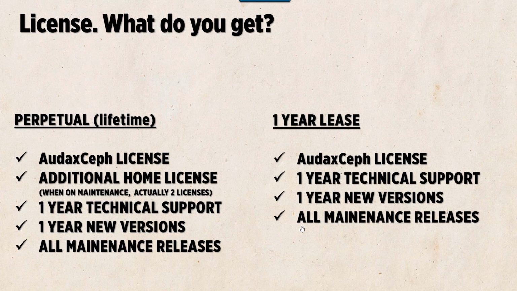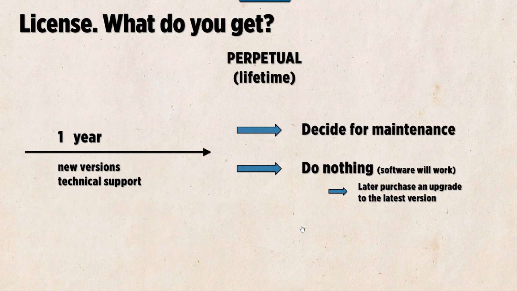With 1 year lease, you also become a premium customer. So if you buy 1 year lease, you're also a premium customer. You can use the license, have technical support, new versions, all maintenance releases. What happens after 1 year? If you purchased a perpetual license, then you have two options. Decide to go on with maintenance, that is one option. The second option would be to do nothing.